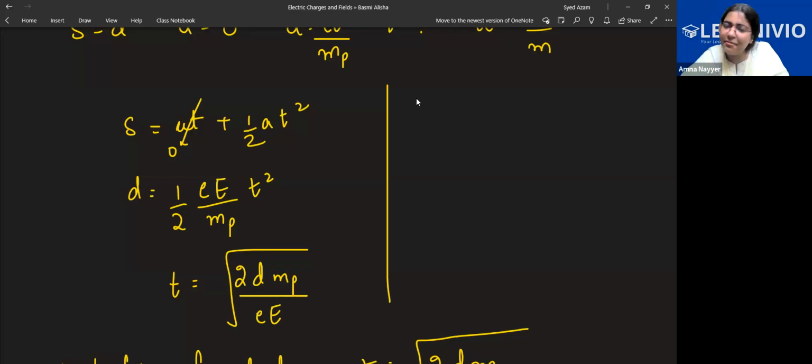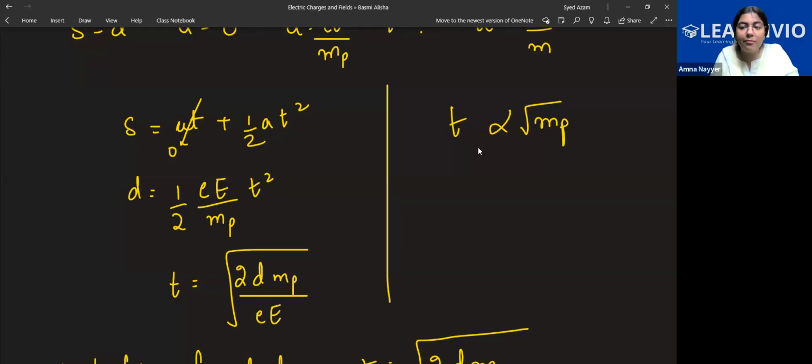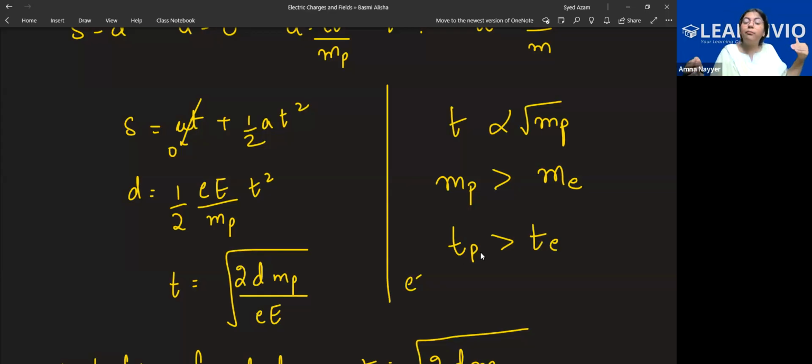No, see, 2d eE is common for both of them, but time is depending on root of m. Means time is depending on the mass, and mass is not the same. Mass of proton is greater than mass of electron. So time of proton will also be greater than time of electron. Proton takes a lot of time to reach. Electron will reach faster. So this can be a modification that can be asked.